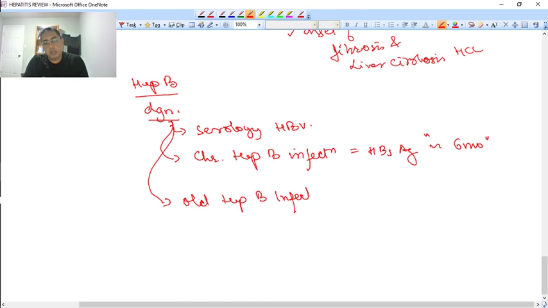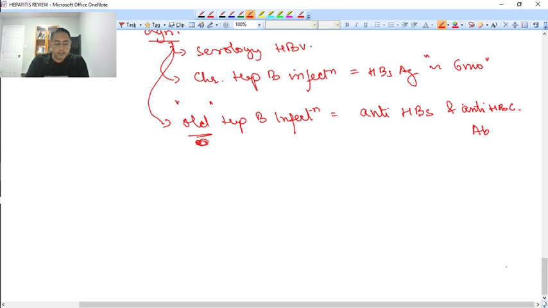In old hepatitis B infections, or very long time old infections, we will see anti-HBs and anti-HBc antibodies. Immunity to hepatitis B would be by anti-HBs.